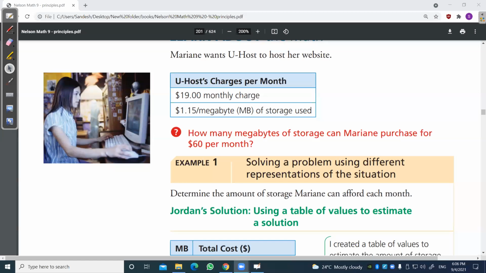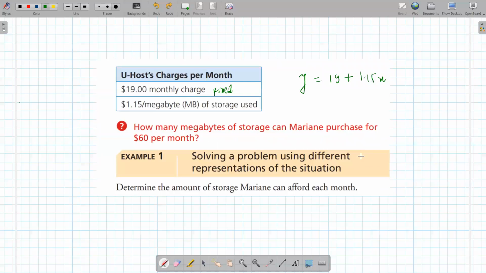All right, so again, we're doing linear equations, yeah? So this was the question. She pays 19 bucks a month, and then for every extra megabyte, it's $1.15. You're not screen sharing anymore. What about now? Yeah, that's good. All right, so if she has 60 bucks in total, how many megabytes can she buy?